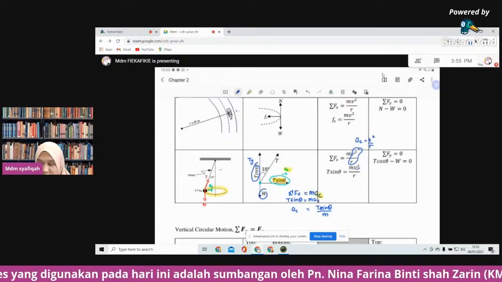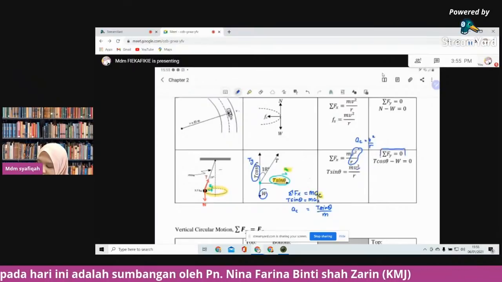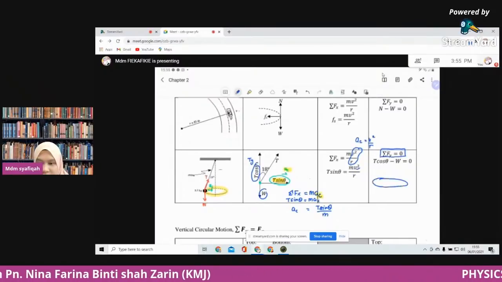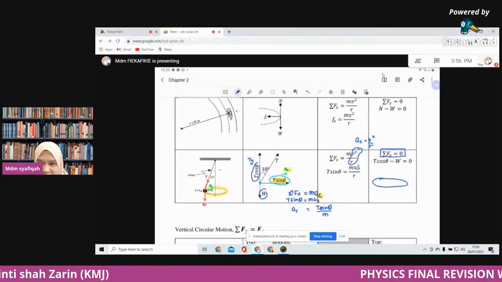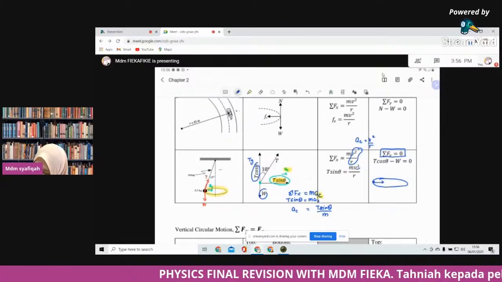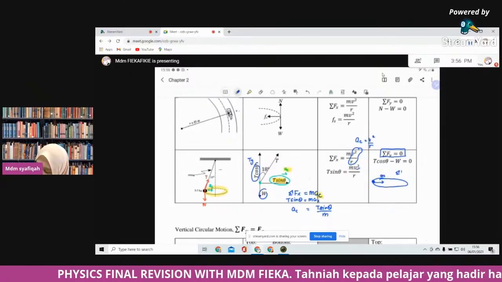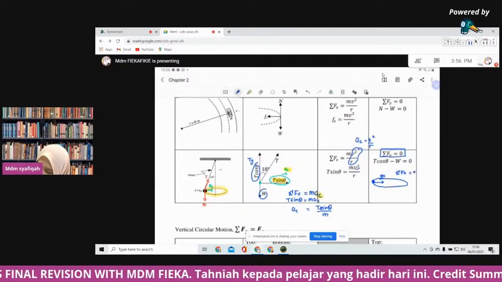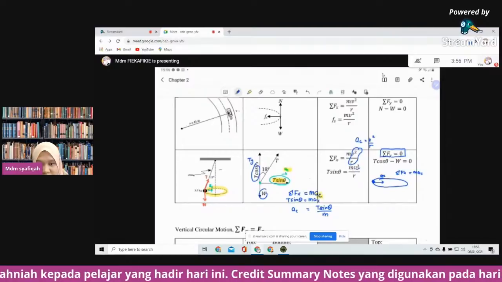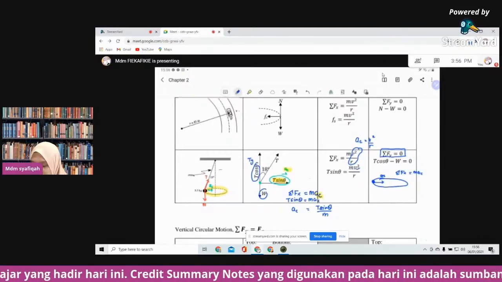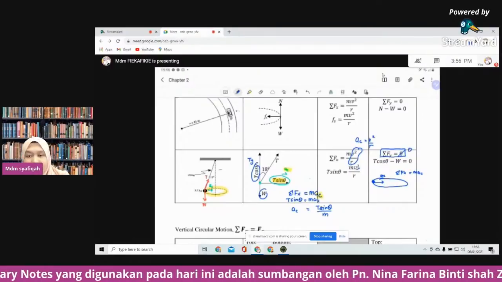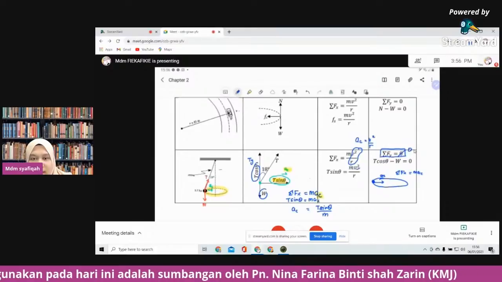Okay? So total Fy is equal to 0 sebab the object is moving in horizontal plane. Okay, horizontal plane means that kita hanya ada macam ni tadi kan, AC, so kita hanya ada total Fx equal to MAC. Dia tidak bergerak atas dan bawah. Okay, it's not vertical motion. It's not vertical circular motion. Okay, so ini akan jadi kosong. Okay, boleh. Alright.